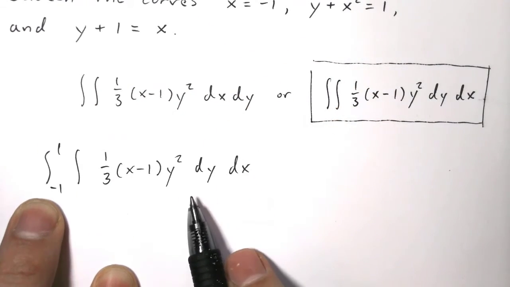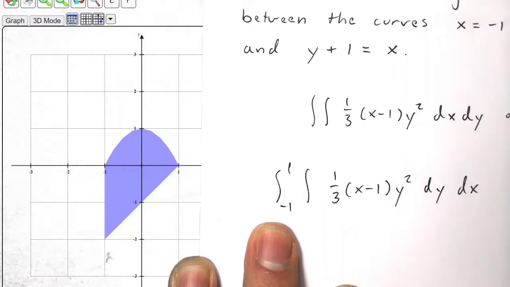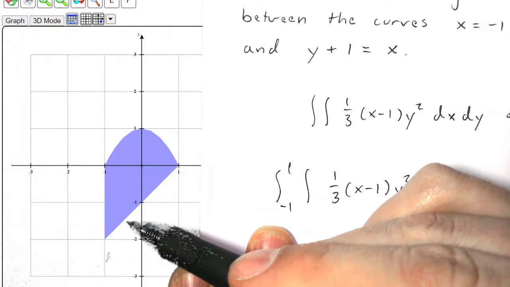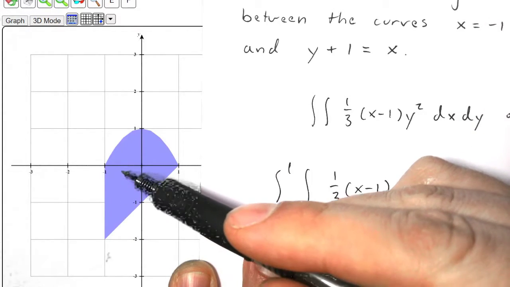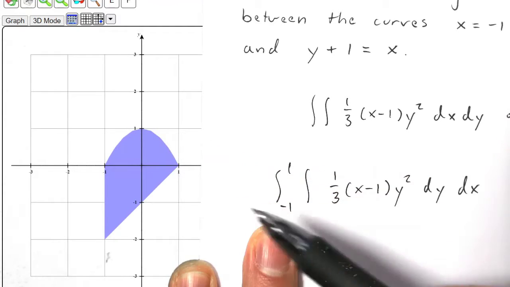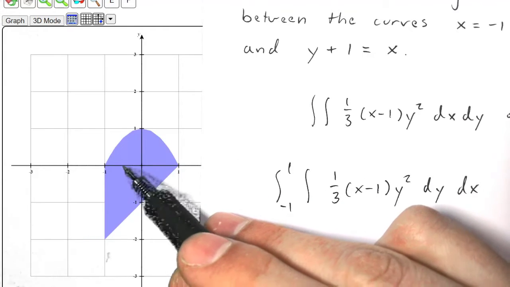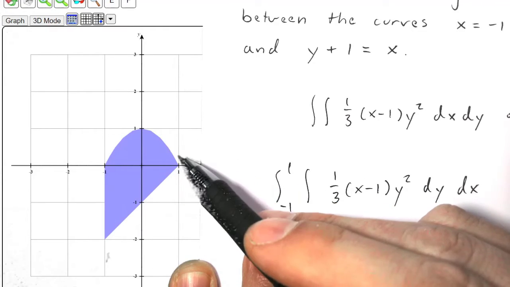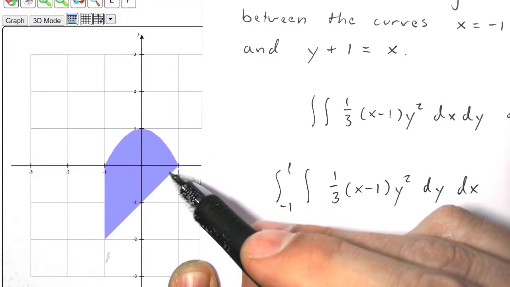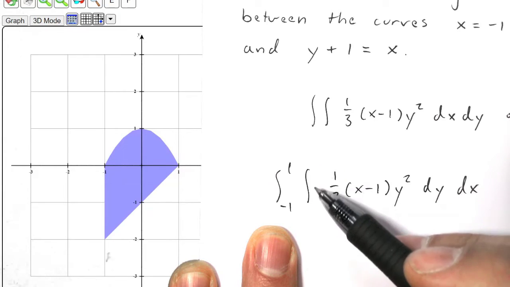So the outer integral is from -1 to 1. Now what does y go from? Well, y is going to go from this line, that's the lowest that it gets, up to this curve up here. So these aren't just going to be numbers, they're going to be expressions. They're going to be values that depend on x. Depending on what x is, I'm spanning a different interval. So these are going to be expressions involving x.